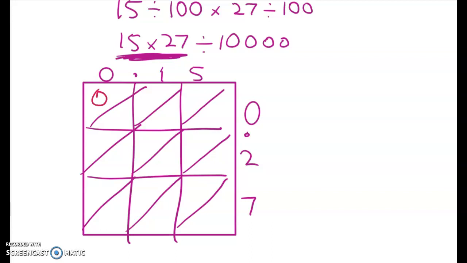So 0 times anything is 0, so we get zeros all through here. I love how it's turning those into circles for me. And then down here I get all zeros, so 0 times 2 will give me 0, 0 times 7 will give me 0. Let's just turn off that function and fix those up. Right, so we've got zeros here.